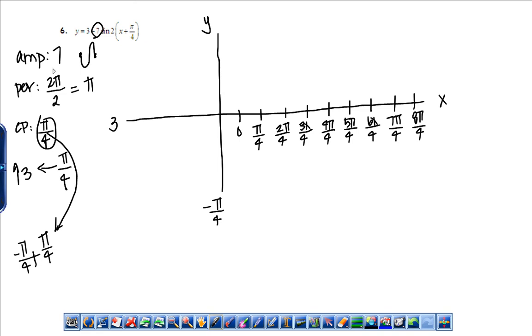Okay. Again, remember I told you that this sine is going to go opposite. So this is my new axis. I'm starting in the middle. Whoops, I forgot to do my amplitude. I'm doing an amplitude of 7. I'm starting at 3, 10. And then if I go down, then that's going to be negative 4.